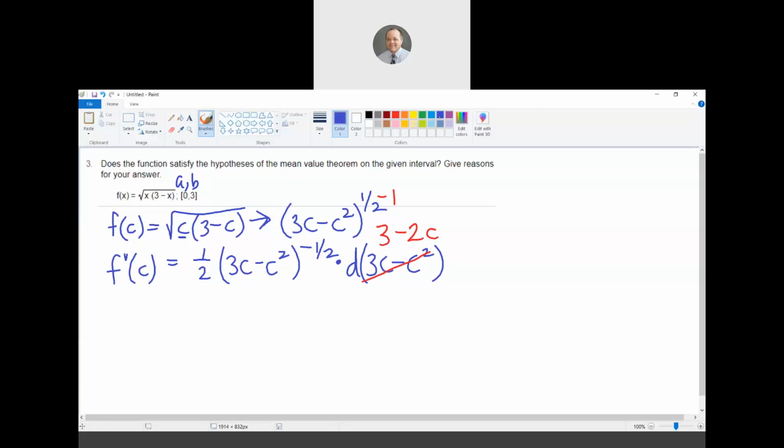Now let's rewrite this. The first thing I'm going to rewrite is this part here I've just boxed in. Let's rewrite that back with a positive exponent or square root. So that would be in the denominator 2 times the square root of 3c minus c squared. And our numerator is just 3 minus 2c.